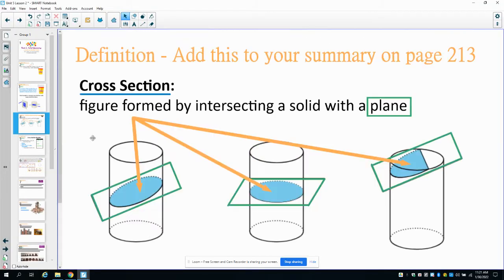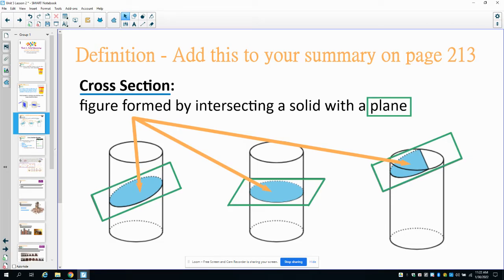On page 213, which is your summary, I would add in the definition of cross section. About halfway down the page, you'll see these pictures. You can point out the cross sections are those shaded pieces for the cylinder. And I highlighted the plane in case you don't know what plane means. The plane is that two-dimensional flat surface that slices through. So feel free to add color there.